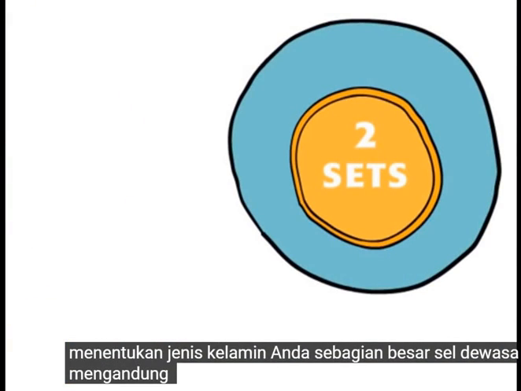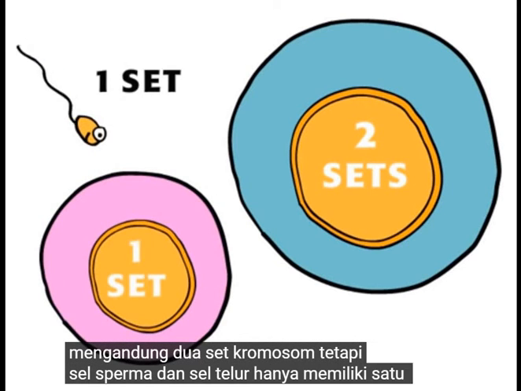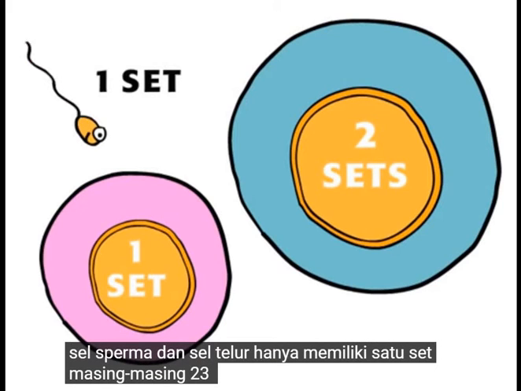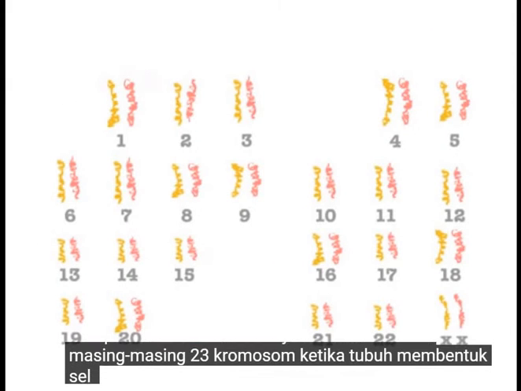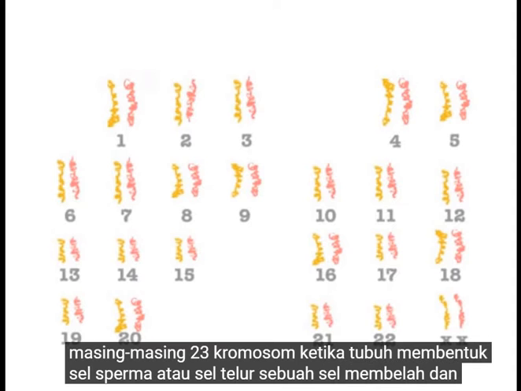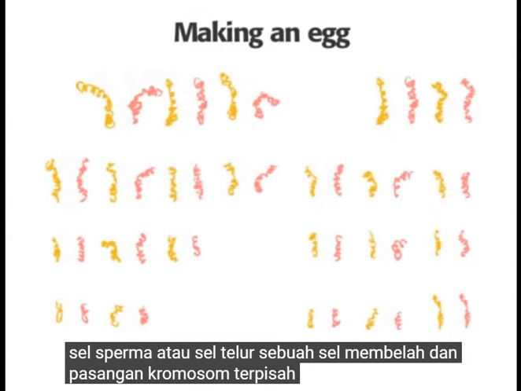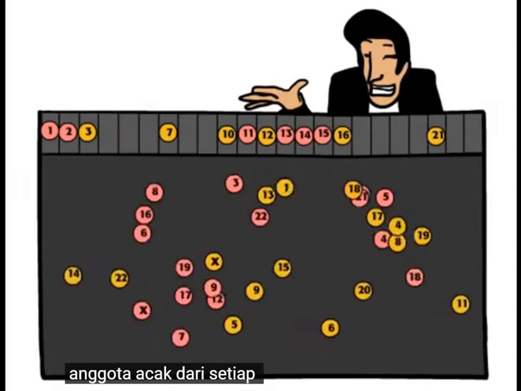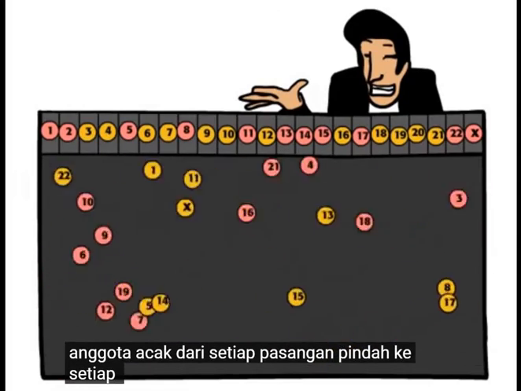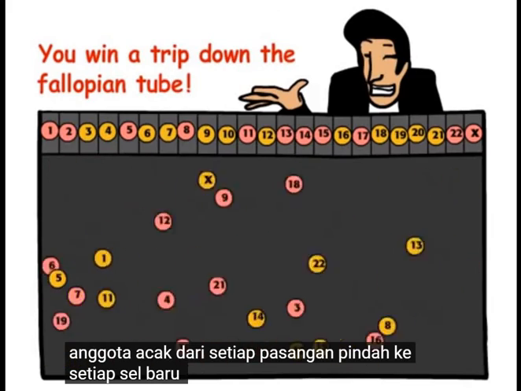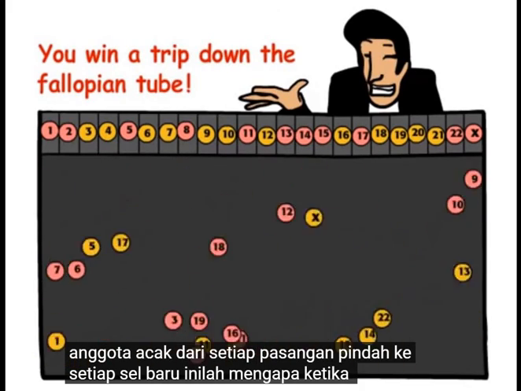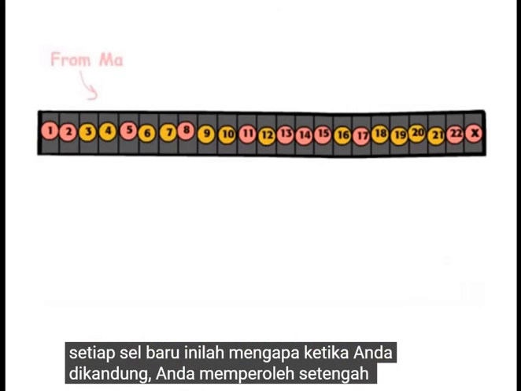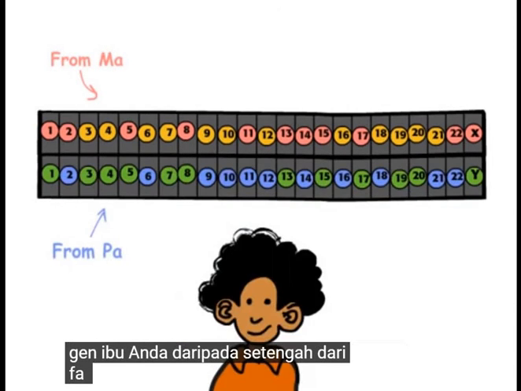Most adult cells contain 2 sets of chromosomes, but sperm and egg cells have only 1 set of 23 chromosomes each. When the body forms sperm or egg cells, a cell divides and pairs of chromosomes separate. A random member of each pair moves into each new cell. This is why, when you were conceived, you obtained half of your mother's genes and half of your father's genes.